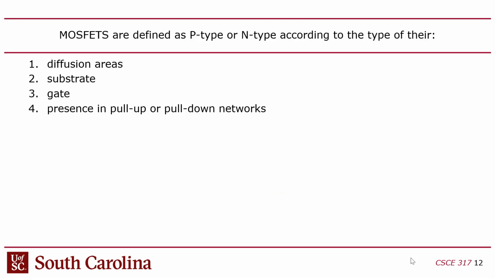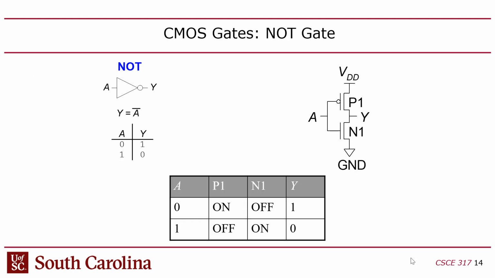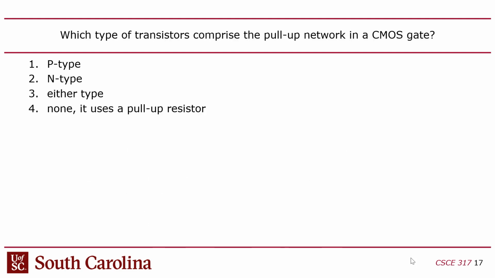Okay, so MOSFETs are defined as N-type or P-type according to their diffusion areas. Diffusion area is source and drain, not the substrate or the body. The body is the opposite type of silicon. Okay, then we talked about how to build gates.